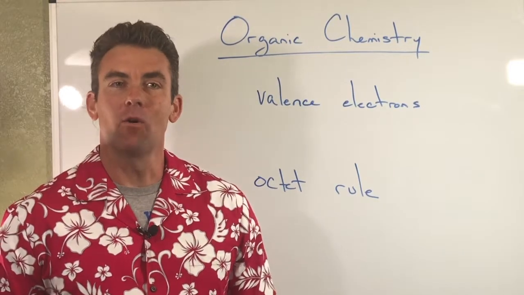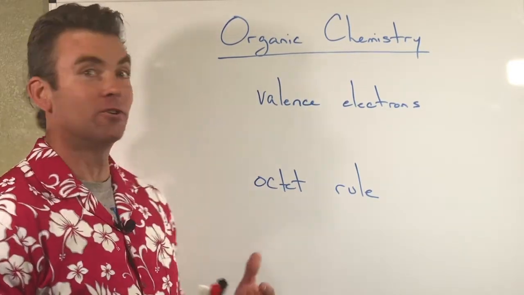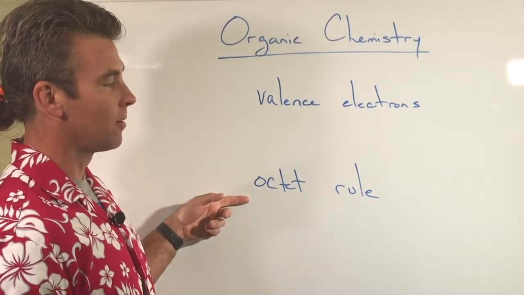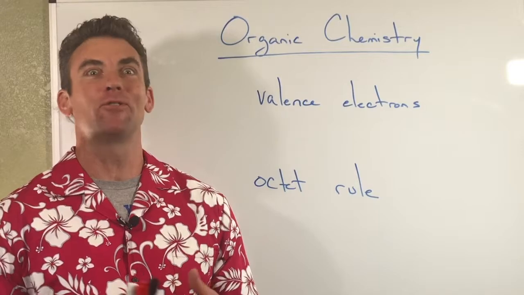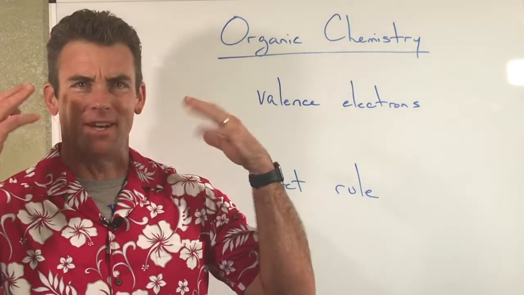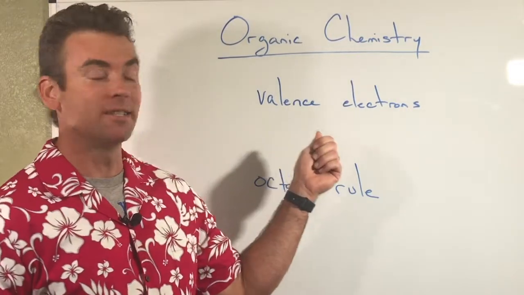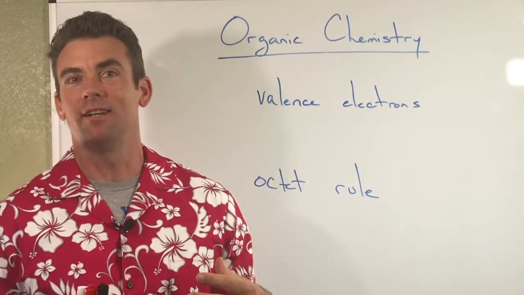Some pretty important core concepts from your general chemistry days are these two terms, valence electrons and the octet rule. So hopefully this is not the first time that you've heard those, but it may be a little bit hazy in your brain about what the heck that is. So valence electrons are the most accessible electrons in an atom.